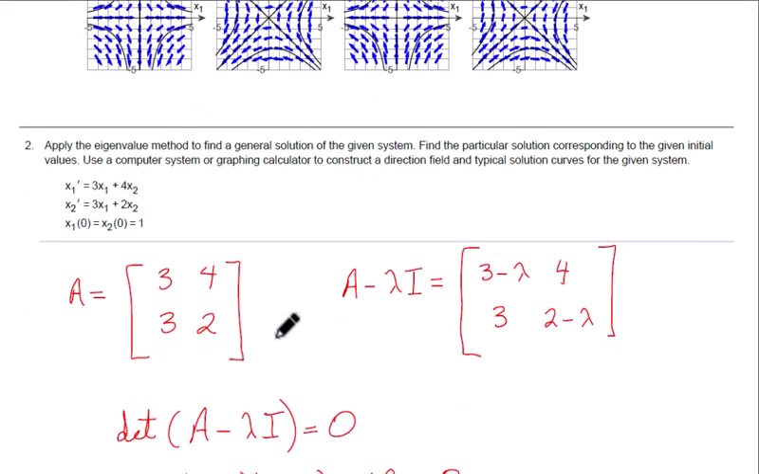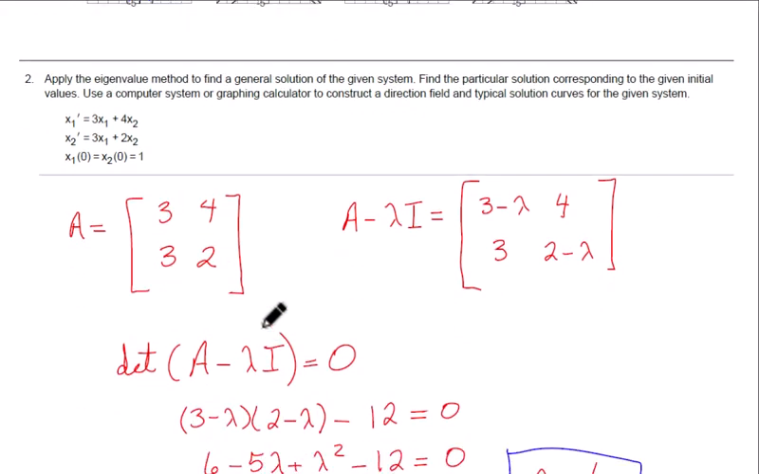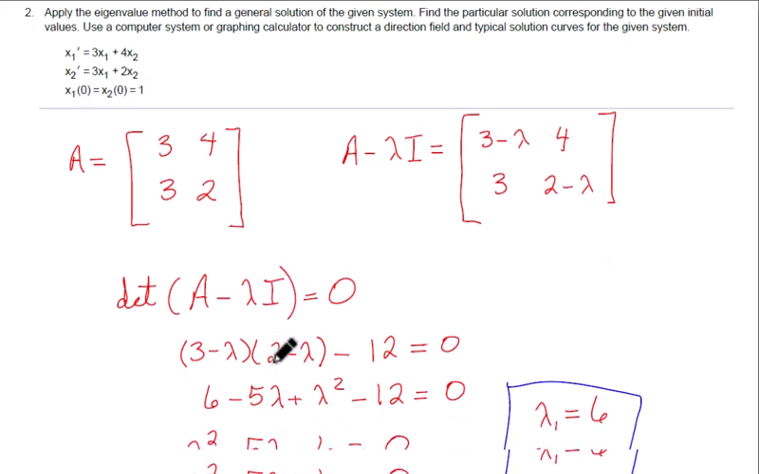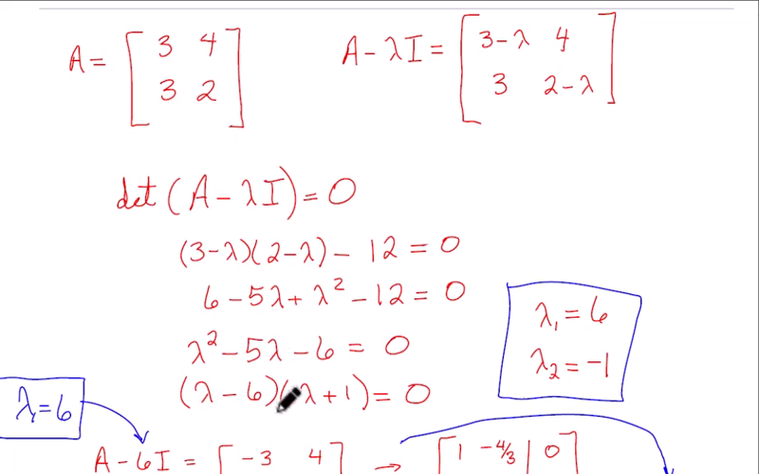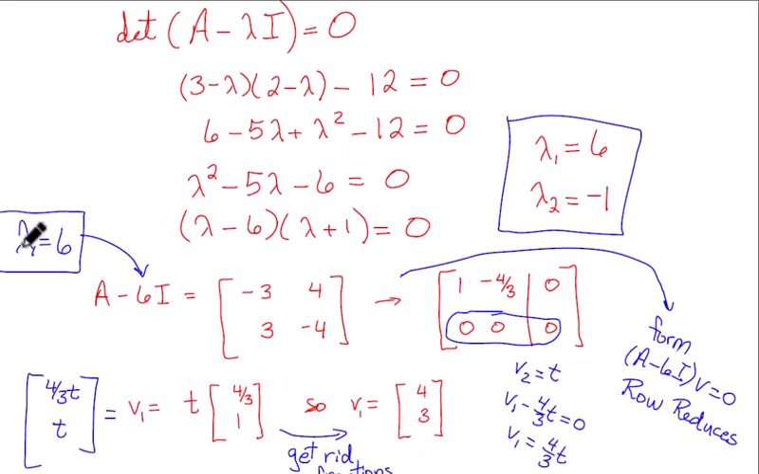All right. In question 2, we want to do the same thing for this system. We're now given some initial conditions. So my matrix A is 3, 4, 3, 2. Form A minus lambda I and find the determinant of that. All right, so we've got that. Again, a little bit of grinding. It is a quadratic equation. It does factor, and so I get 2 eigenvalues.